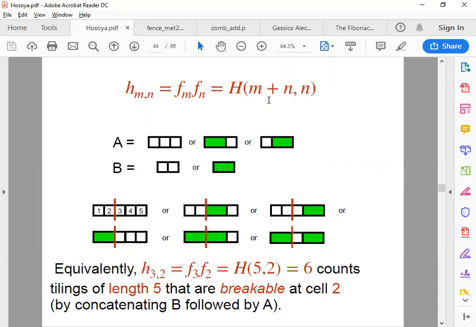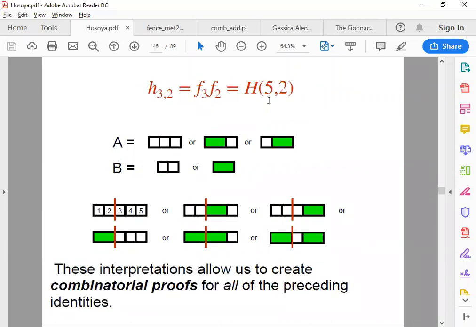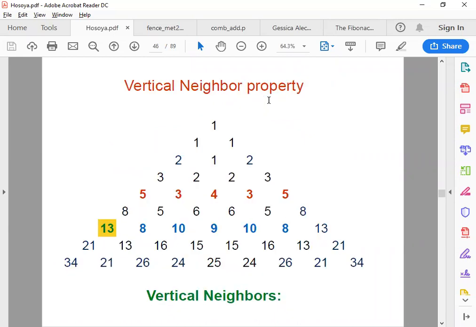Obviously, by the symmetry of the triangle and by the symmetry of these tilings, there are just as many tilings that are breakable at cell 2 as there are tilings that are breakable at cell 3. Just flip these around 180 and you get that. These interpretations allow us to create combinatorial proofs for all the identities you've seen and more. So let me just do a handful of them to give you a taste, and then at the end, I'll show you what those determinant Hosoya triangle identities are counting as well.